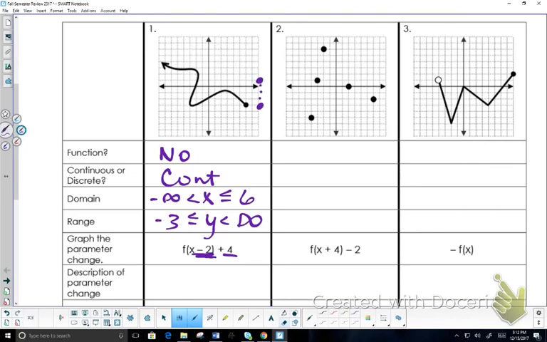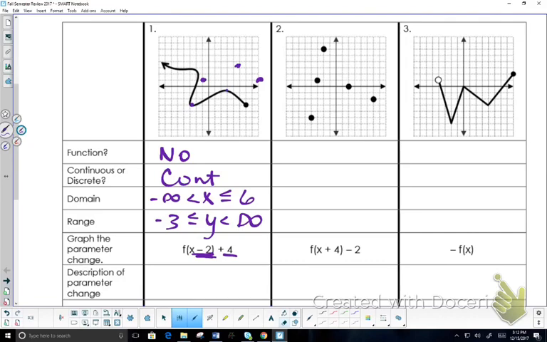I can erase all the rest of this. Then let's just plot a few more points. This right here is going to move right 2 and up 4. So 1, 2, 3. And I'm kind of estimating where this would be. This point right here is going to move 2 to the right and then up 4, 1, 2, 3. So it's going to move to right here.